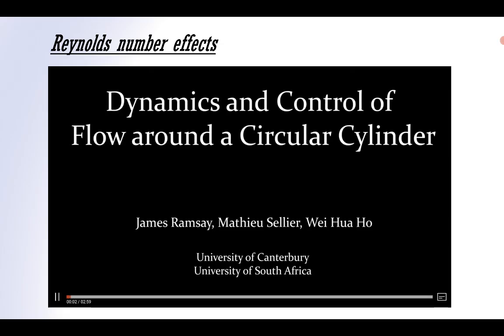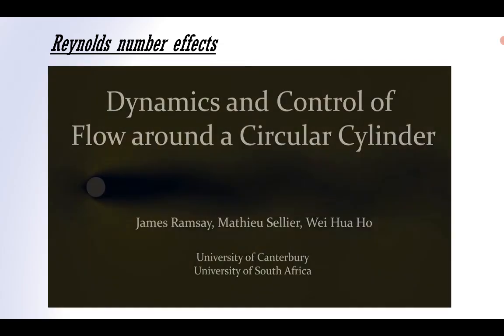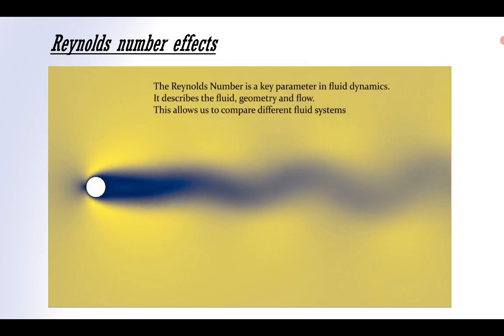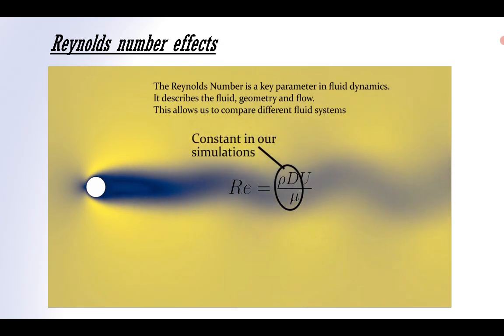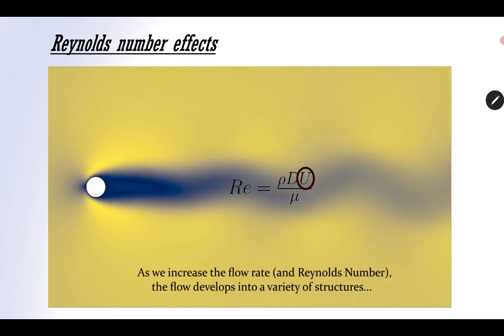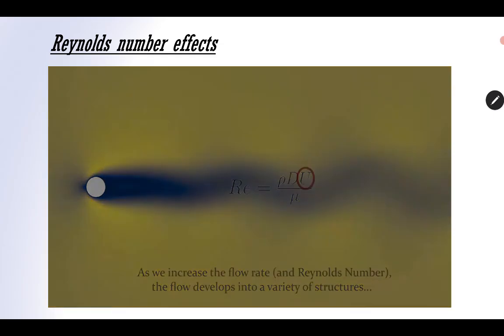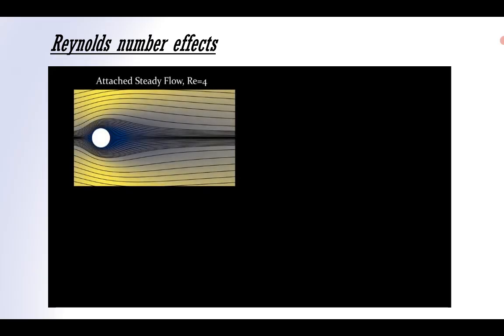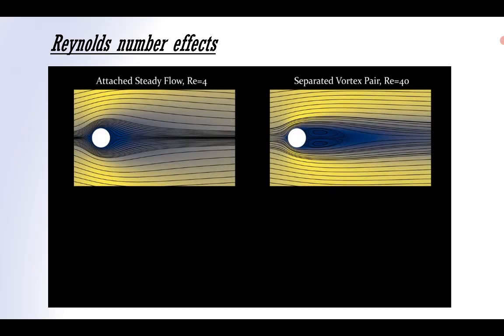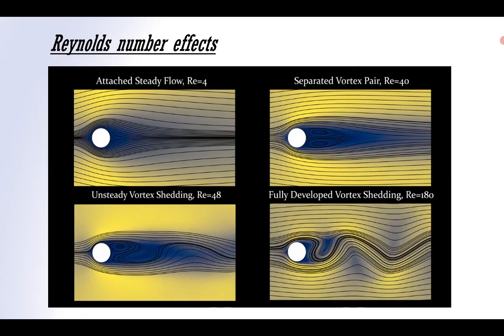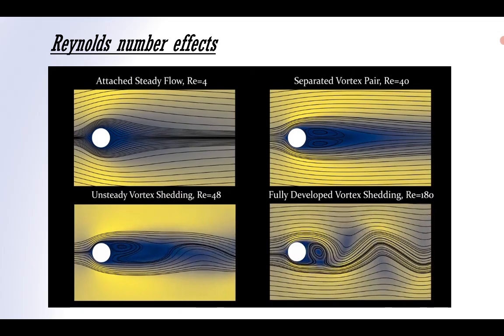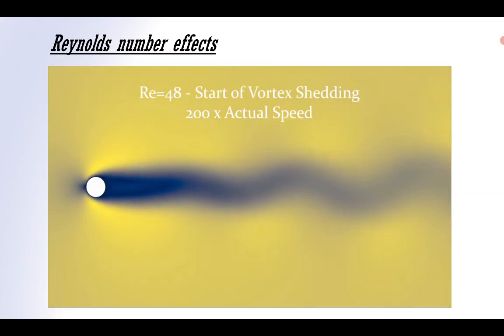What's this? Dynamics and control of flow around a cylinder. This is a video. Okay, this is also a video. Then dynamics and control of the flow around the cylinder. We can see that as the number increases, the flow changes. This one is the result of the simulation for the flow over that cylinder.